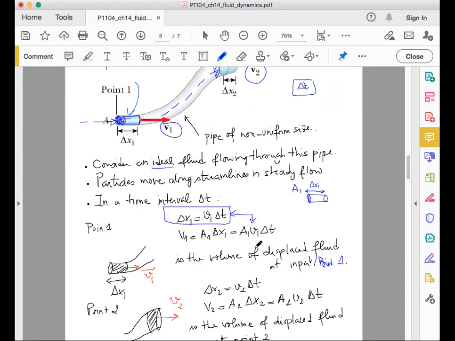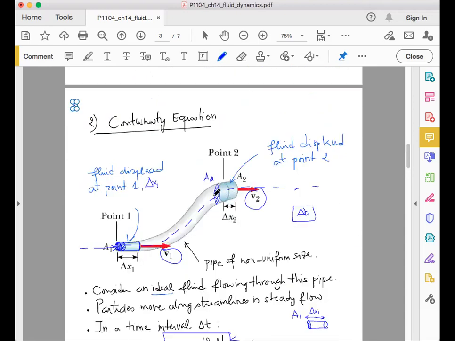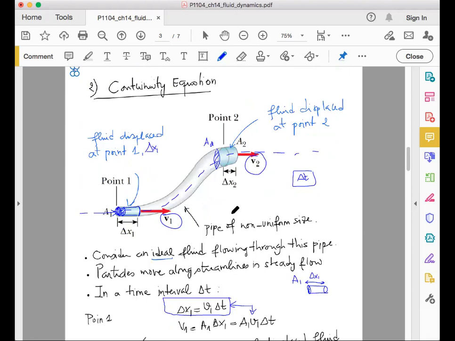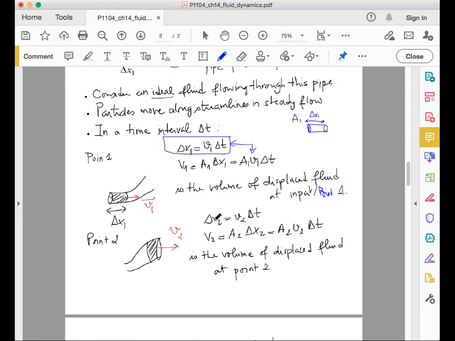Now let's look at point 2 and what happens at point 2. In the same way, if we look at point 2 for a given time interval delta t, we will see that this sample of fluid has been displaced by delta x2, and it's moving at the speed v2. So delta x2 is equal to v2 times delta t in a given time range.